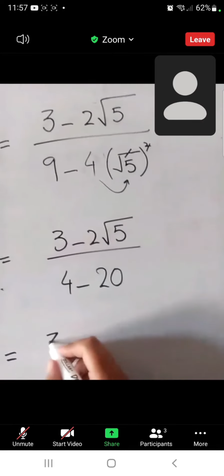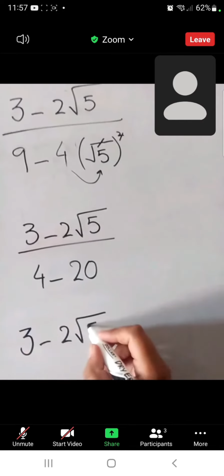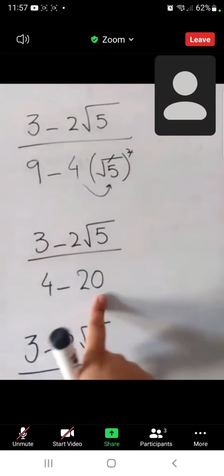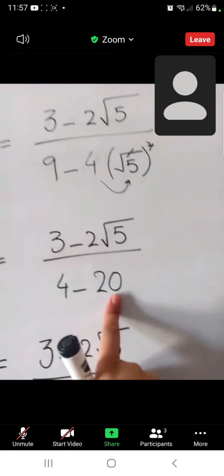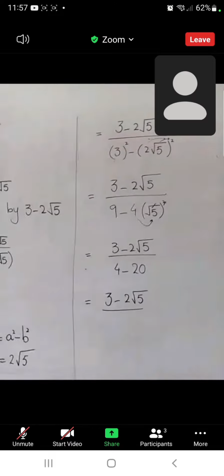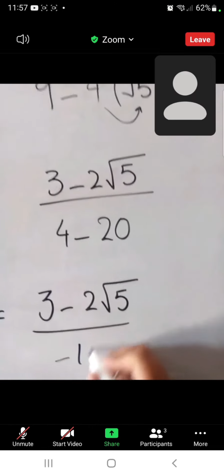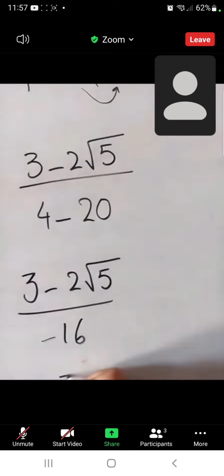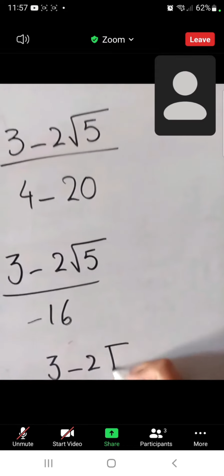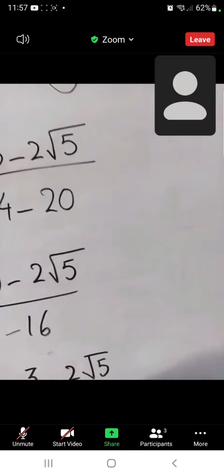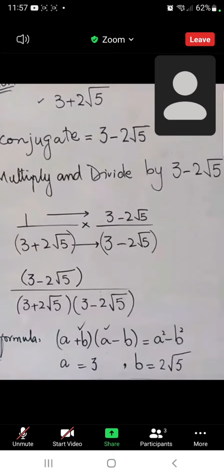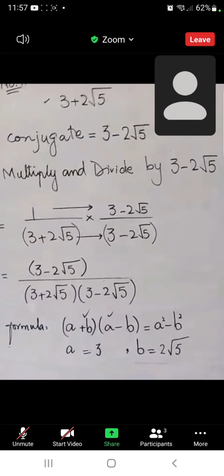Now it is 3 minus 2 times under root 5 over 4 minus 20. Can we subtract 20 from 4? Yes, ma'am. Minus 16. Write this minus here. And this will be 3 minus 2 times under root 5 over 16, which is the answer. Now you can see that you have removed the sign of radical or surd from the denominator. Is it clear? Yes, ma'am. You must prepare it. If you have any confusion, you may ask.